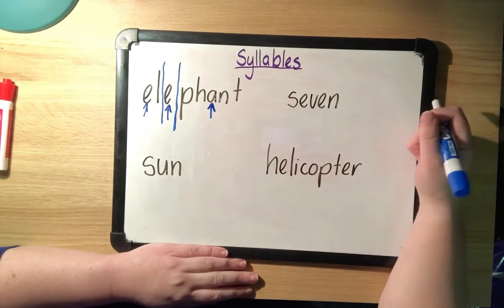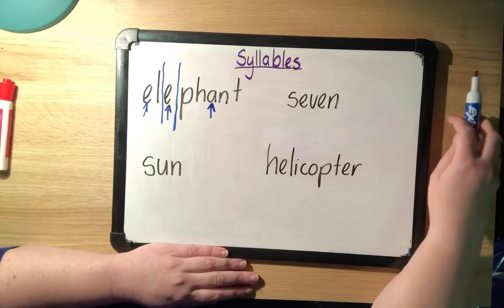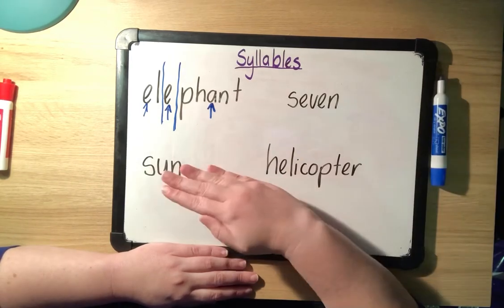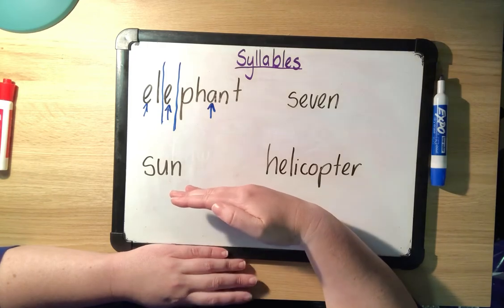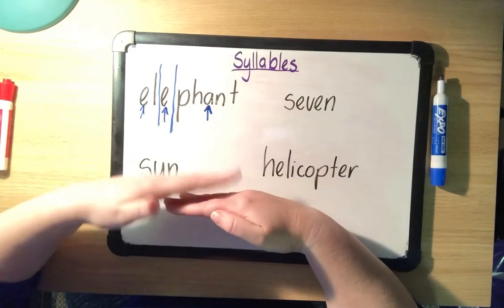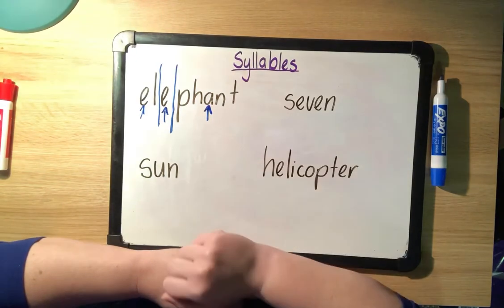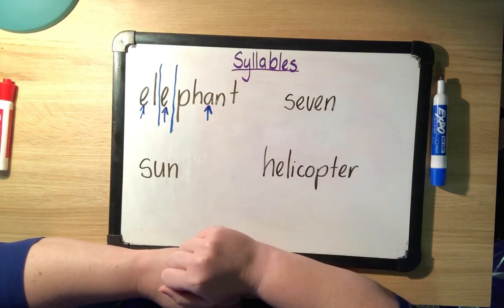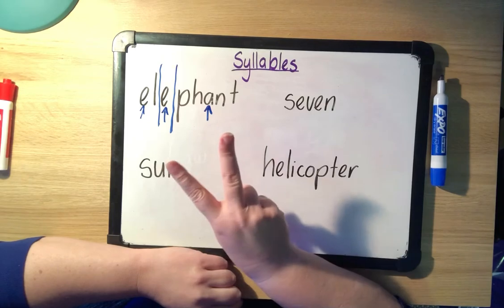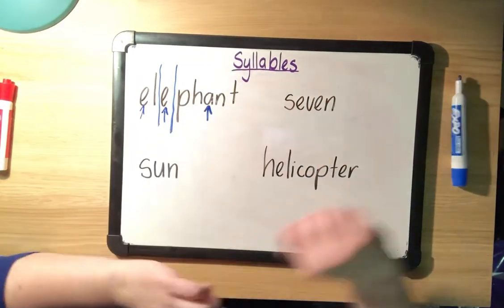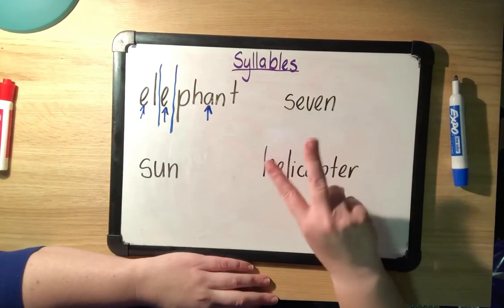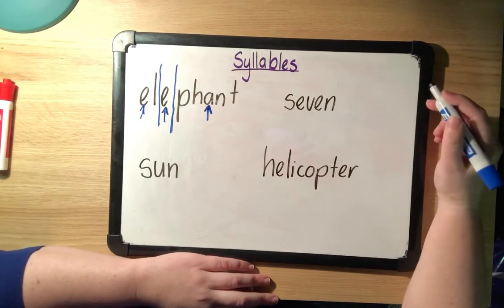Let's have a look over at the word seven. Say it like a robot. Put your hand under your chin, and we're going to say it together. 3, 2, 1. Seven. Did you feel your chin drop down onto your hand? How many times did it drop down? You're right. Your chin should have dropped down 2 times. Let's clap it. Seven. We clapped twice. So there are 2 syllables in the word seven.